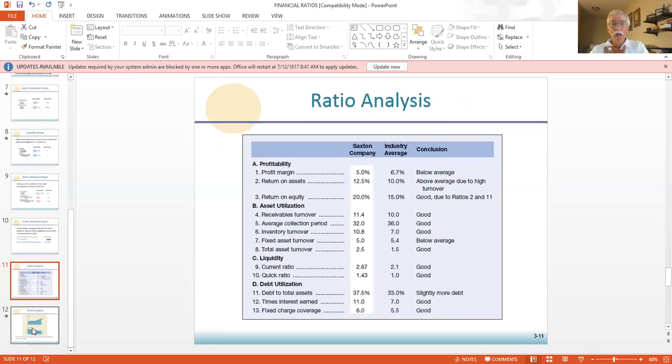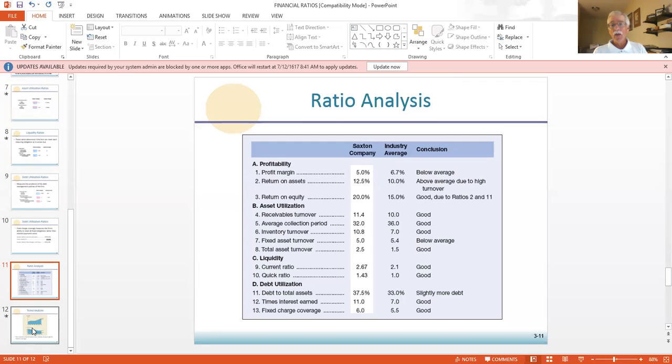I'm going to move through this slide. Ratio analysis causes us to, well, we've been sort of doing this as we went through our slides. We look and see that profitability for Saxton was a little weaker than the industry average. However, return on assets was stronger. Return on equity was stronger than the industry average. Receivables turned over very favorably. The average collection period was shorter than the industry average. Inventory turnovers were favorable at almost 11 times versus 7. Fixed asset turnover was a little less favorable, but close. Total asset turnover was favorable.